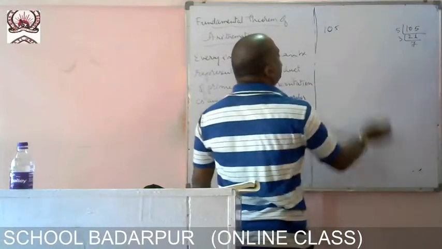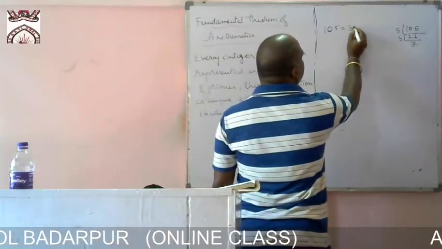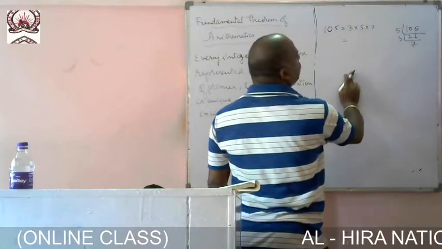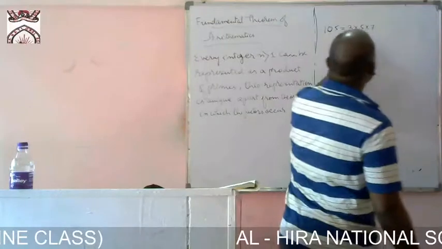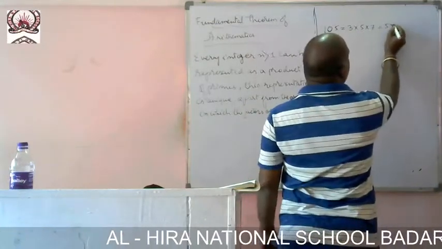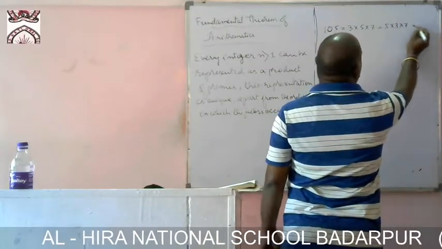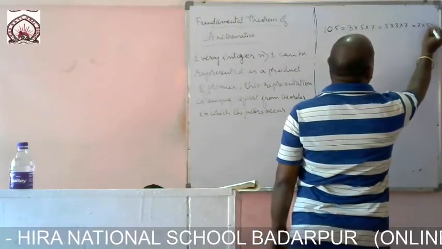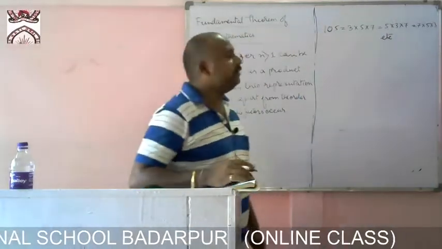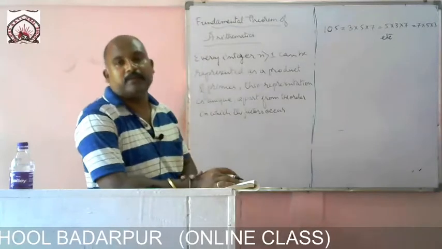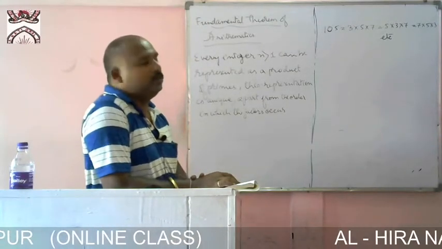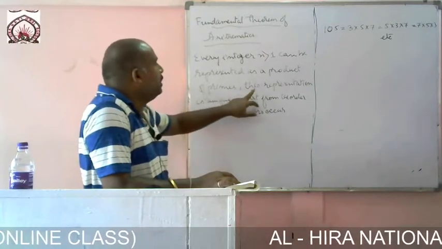We are getting 105 as a multiple of 3 into 5 into 7. We can also write 105 as 3 into 5 into 7, or equal to 5 into 3 into 7, or 7 into 5 into 3, etc. Now, the 3, 5 and 7 can be arranged as 3 into 5 into 7, or 5 into 3 into 7, or 7 into 5 into 3, etc.